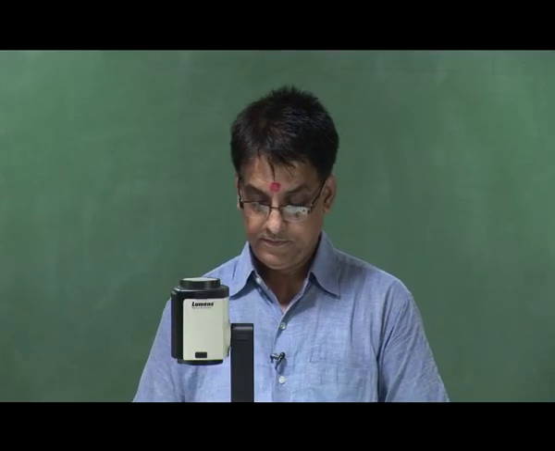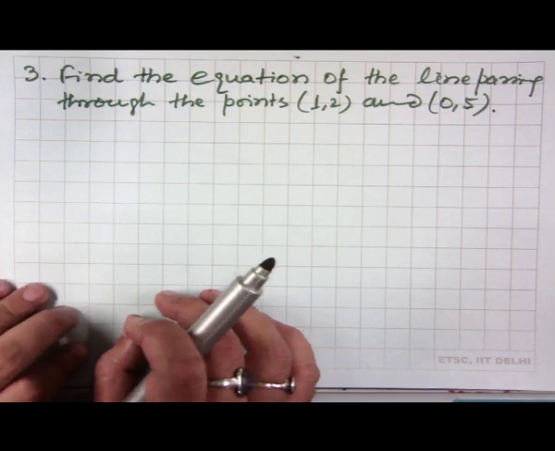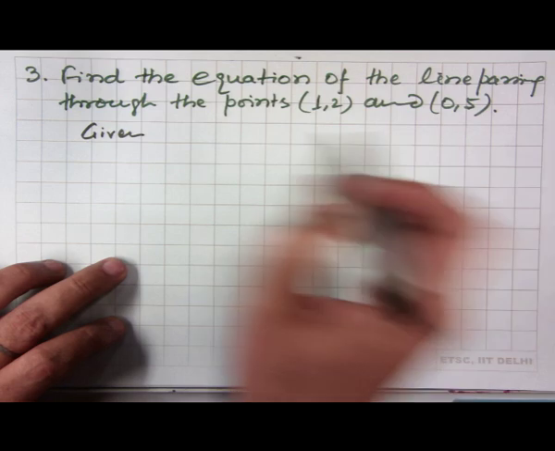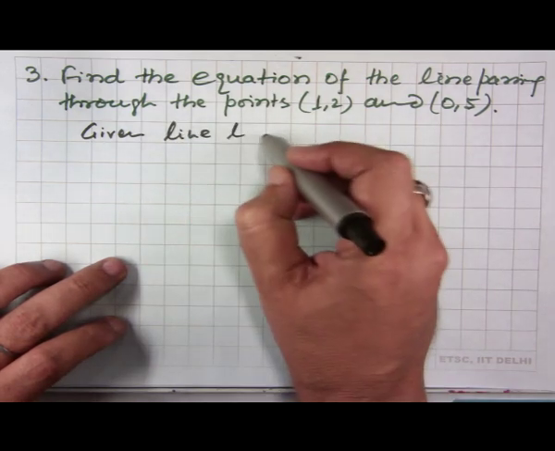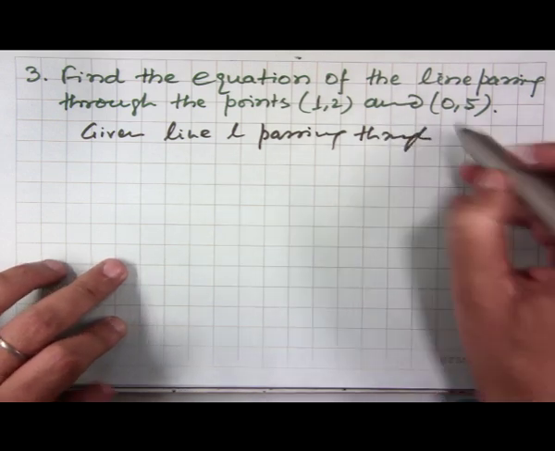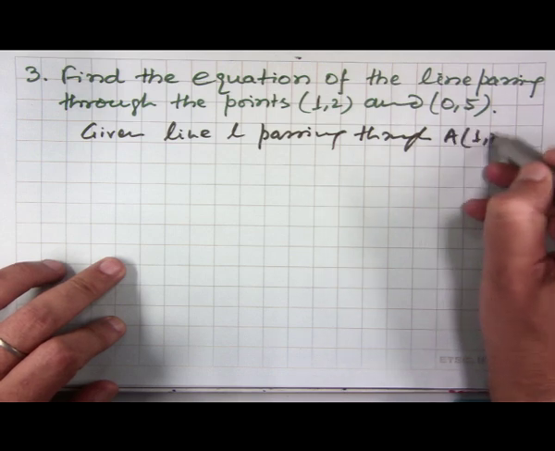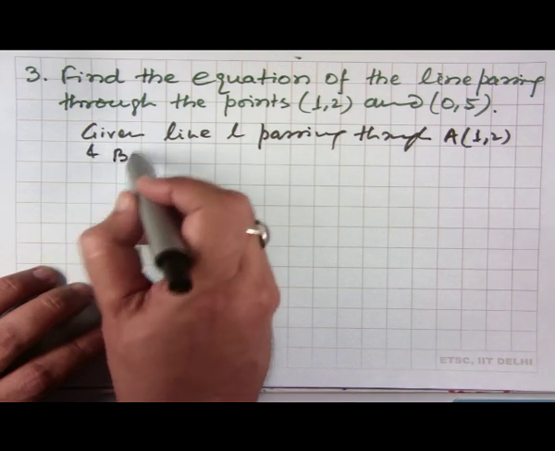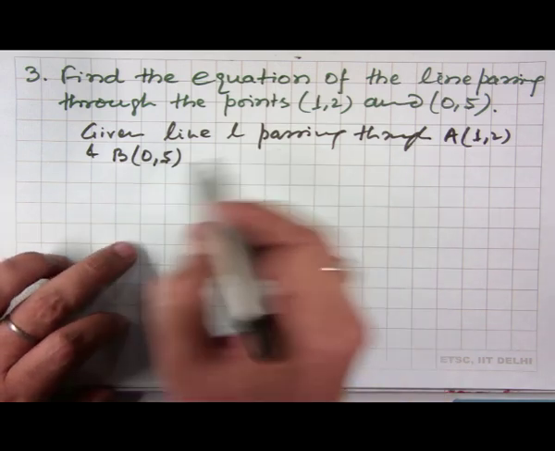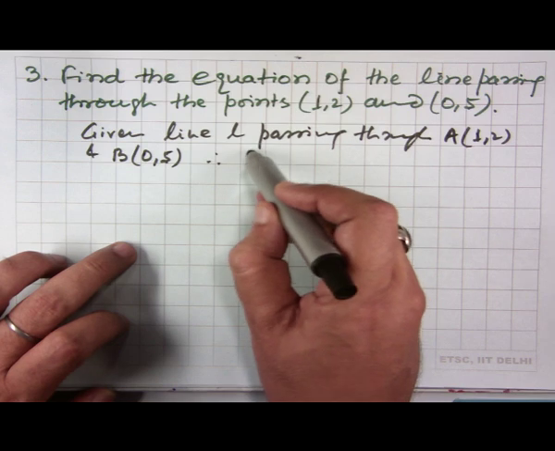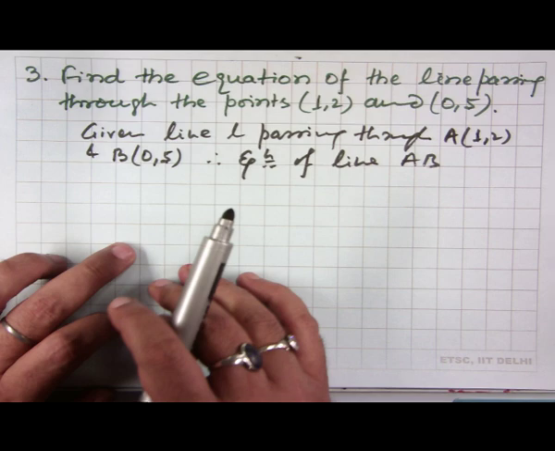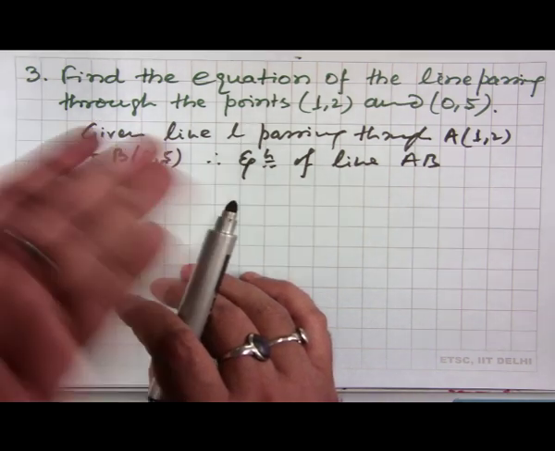Now another example, that is find the equation of line passing through the point 1, 2 and 0, 5. Given line L passing through say A(1, 2) and B(0, 5). So equation of line AB by using 2-point form, or you can find slope of this line.